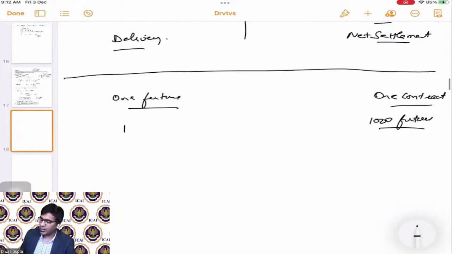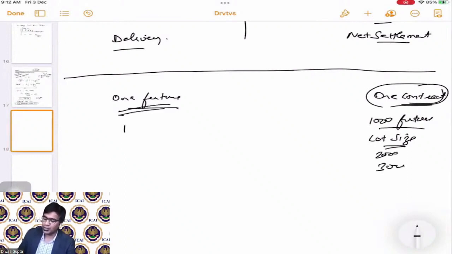Correct? So if a question mentions one contract, you should think that it is just a lot size they have mentioned. It can be 1,000 futures, it can be 2,000 futures, it can be 3,000 futures. One future is one only. Okay.